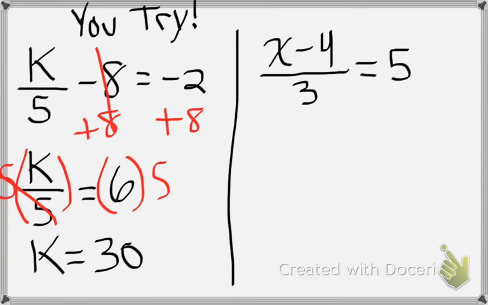And remember, if you have any doubt, or even if you just don't want to be overconfident, plug 30 back in. 30 divided by 5, well that's 6. So we have 6 minus 8. 6 minus 8 is -2. So we have -2 equals -2. Because now the left side is equal to the right side, so that's correct. So it's a true statement, which means 30 definitely was our solution.